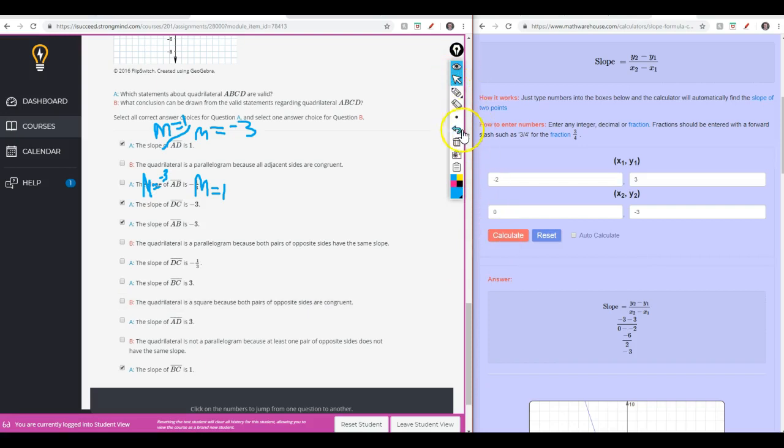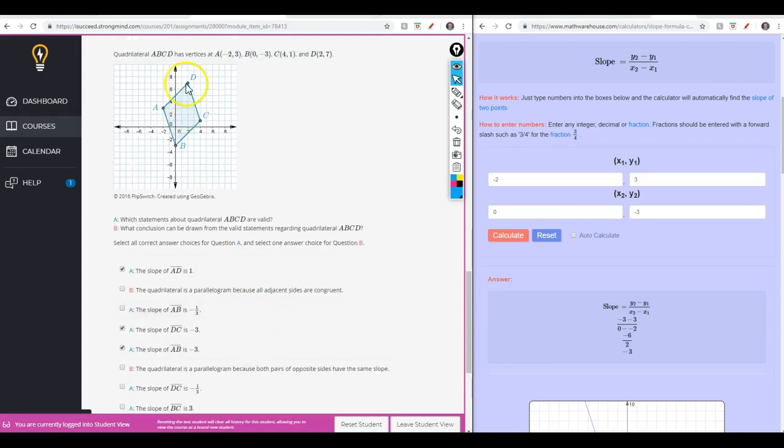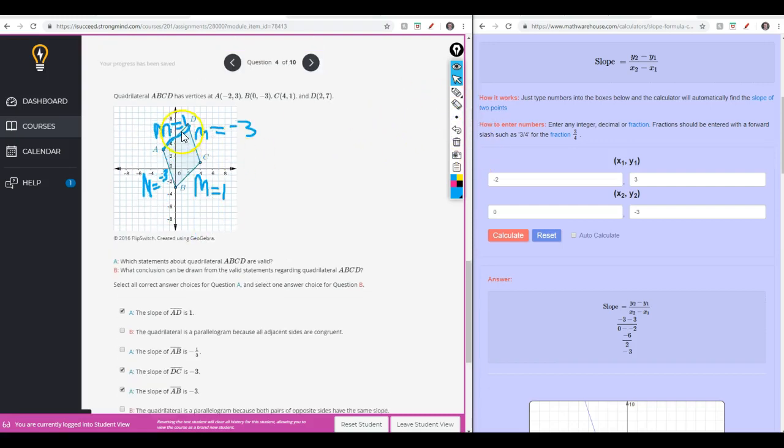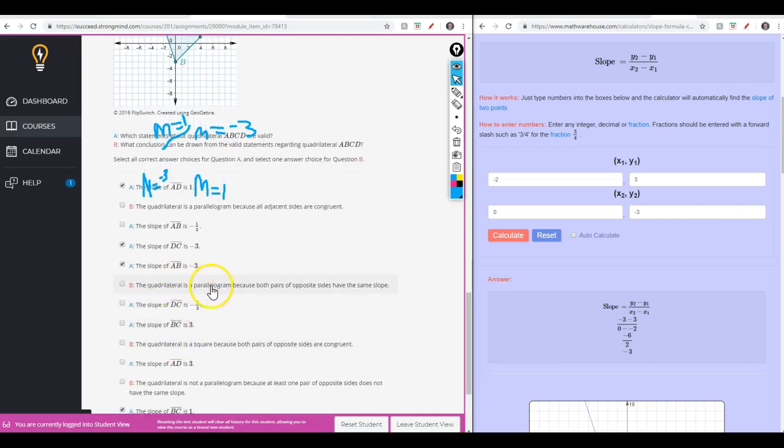The next option is to know if the quadrilateral is a parallelogram because opposite sides have the same slope. If you remember again, lines that have the same slope are parallel, like we've been learning in the last ones. So opposite sides did have the same slope. That means they're parallel. These two sides are opposite sides. They had the same slope, so that means they are parallel. Parallelogram just means that opposite sides are parallel. So yes, the quadrilateral is a parallelogram because both pairs of opposite sides have the same slope.